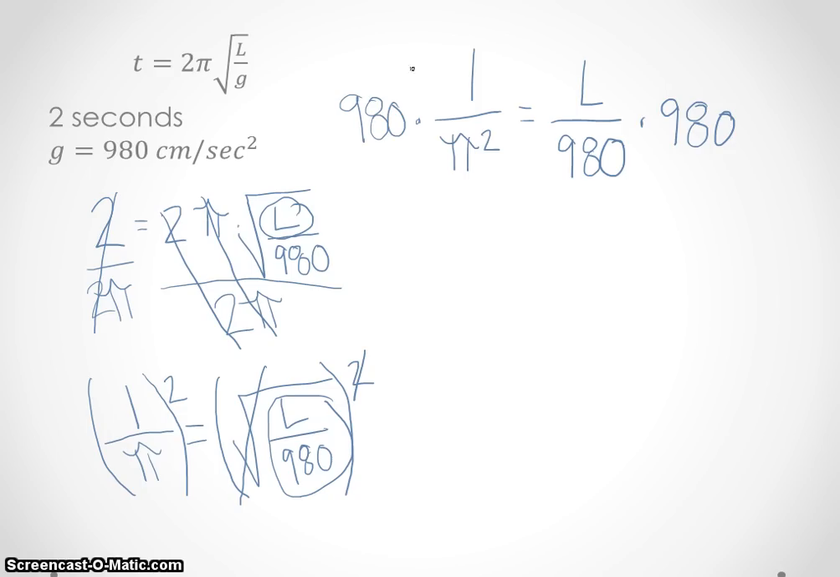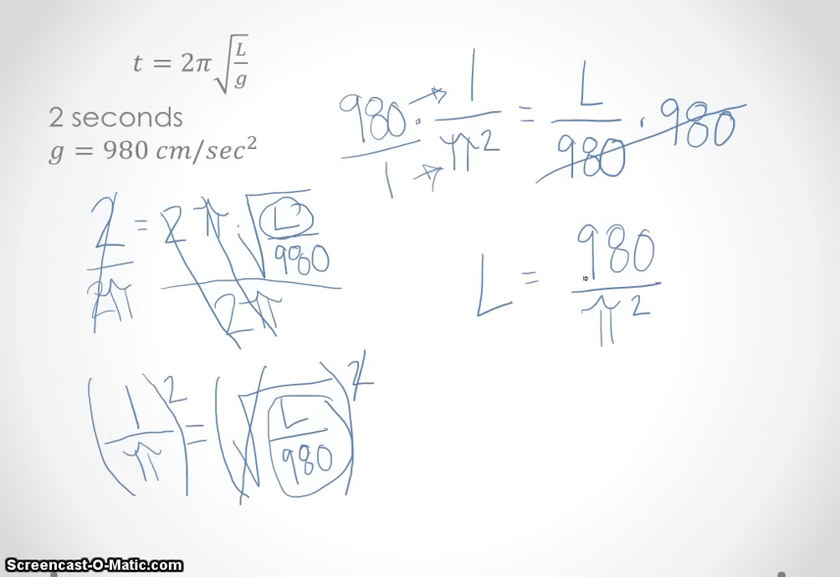980, here we go. And over here, we're going to have canceling. I'm just going to switch sides here, so L equals, and then on the left, I'm going to make this a fraction so I can multiply. Remember, we multiply fractions straight across. So 980 times 1 is just 980, and 1 times pi squared is just pi squared.